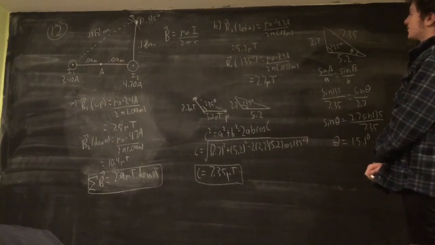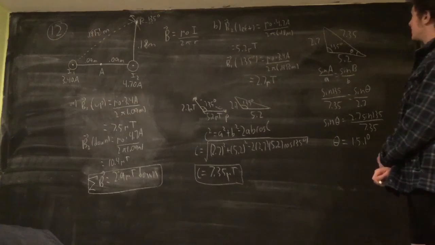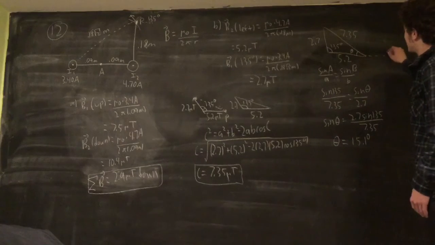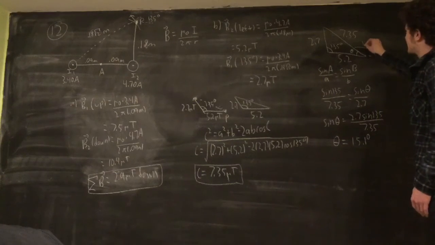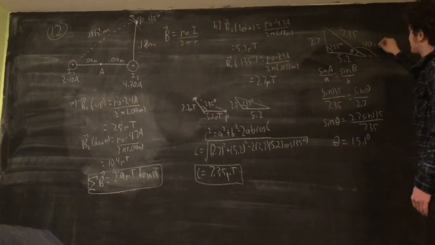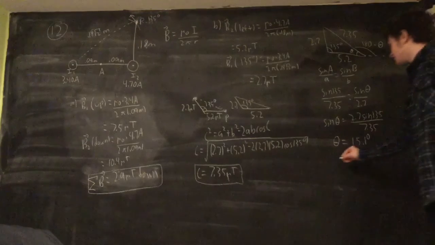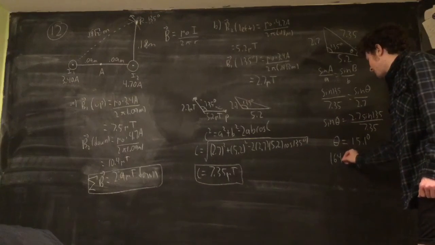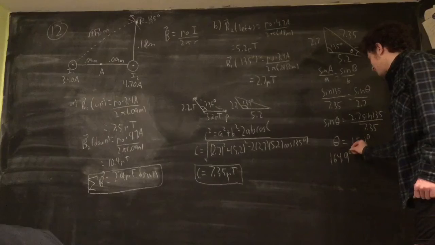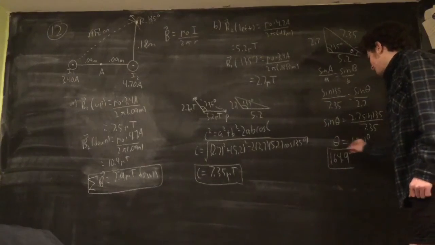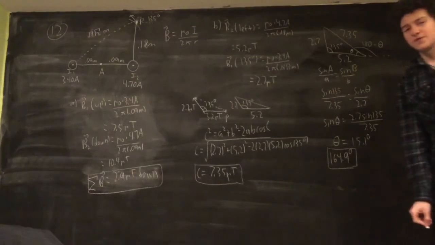So that means that the direction of the net magnetic field at point P is just 180 minus theta, because it wants counterclockwise from the x-axis. So 180 minus theta would be 164.9 degrees, and that is the direction of B.